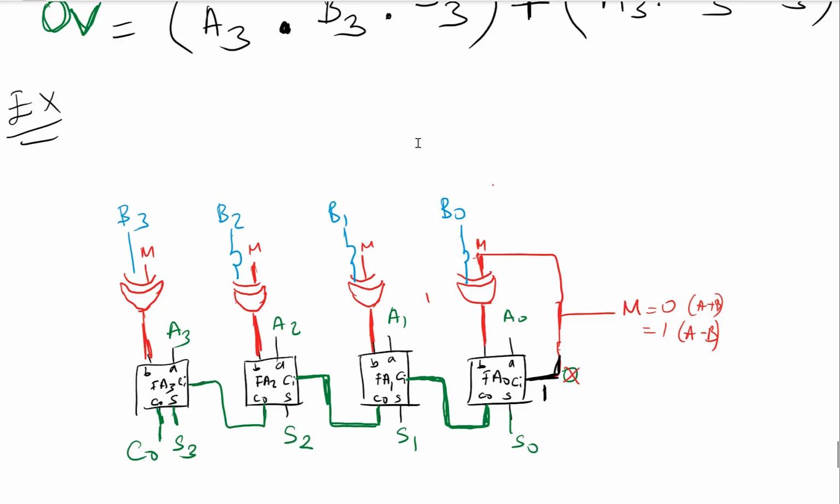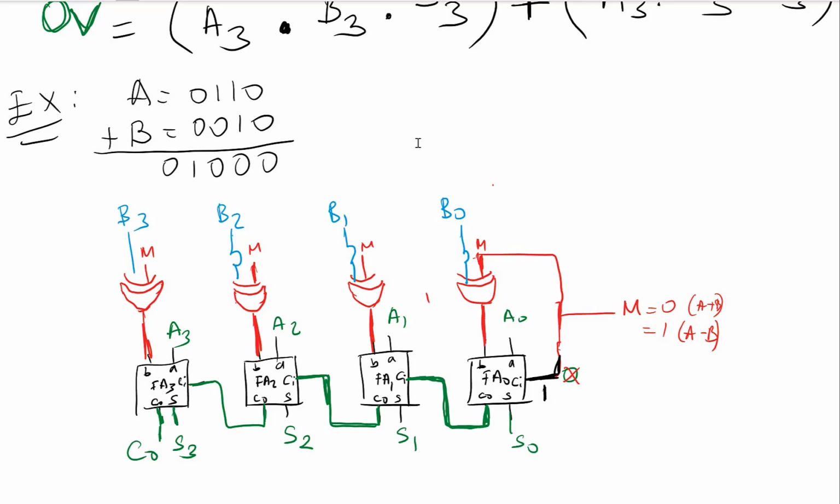Now let's do an example with this configurable adder. As we said, we can configure it to be a full adder or a subtractor. So let's see how it is working and make sure it is working correctly. Let's say I have a variable A = 0110 and variable B = 0010. If we do an addition, what we will be getting is 01000, right? So this is our sum.